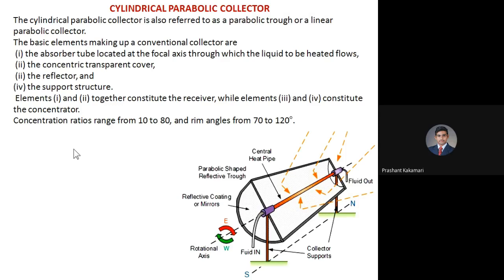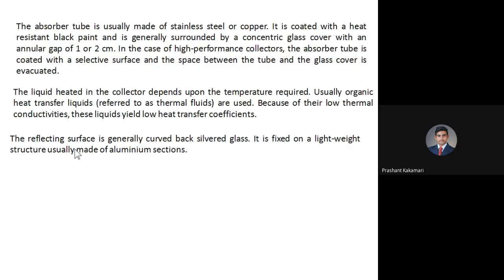Now we'll see the importance and materials used in this type of collectors, that is, cylindrical parabolic collectors. In the syllabus, they are not mentioning paraboloid. If it is a paraboloid, the concentration ratio is also very high, and the temperature range of this paraboloidal shape is also very high compared to this cylindrical type. The absorber tube is usually made of steel, copper, or aluminum. It is coated with heat resistant black paint.